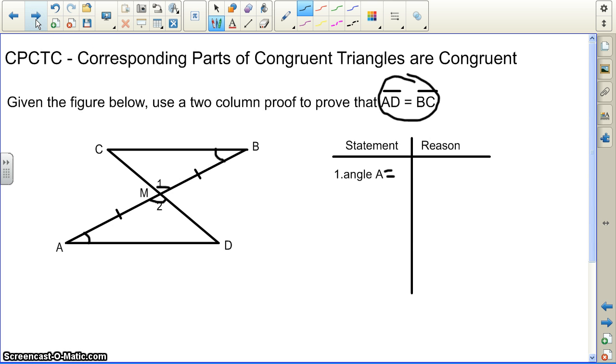Okay. Now, as an abbreviation, we're going to use that the corresponding parts of congruent triangles are congruent. We're going to use the abbreviation CPCTC as one of our reasons.